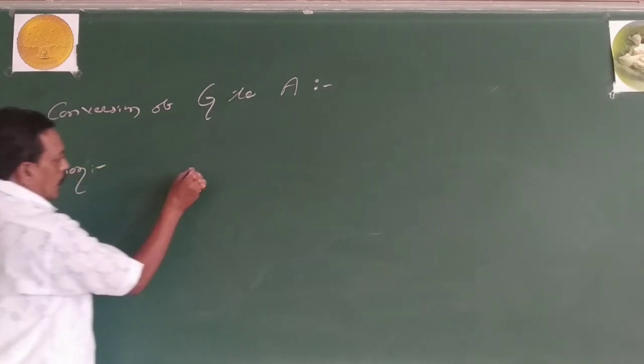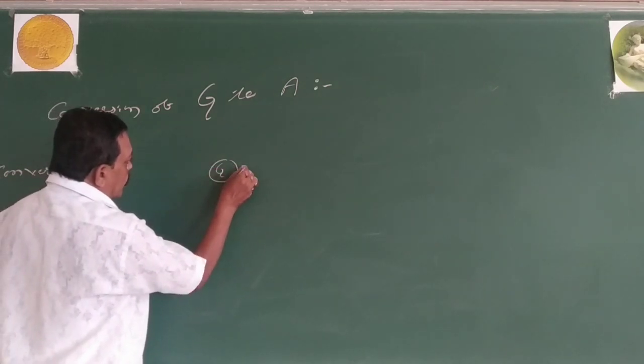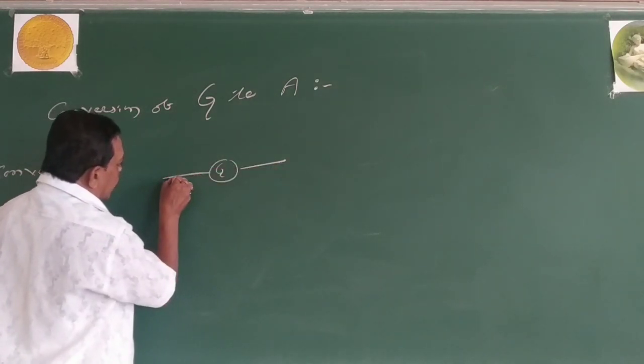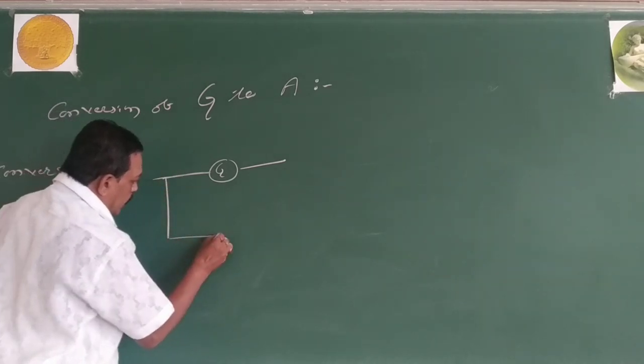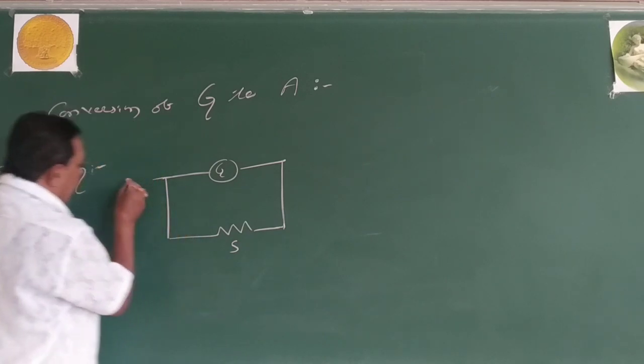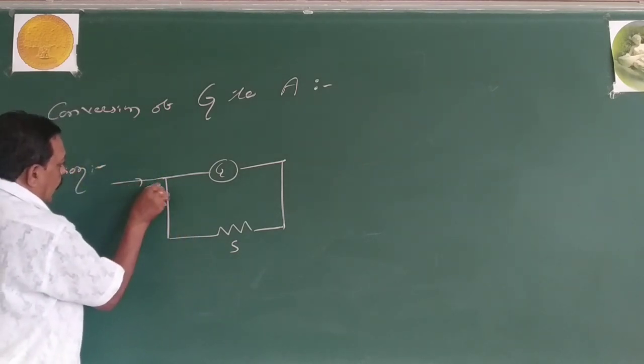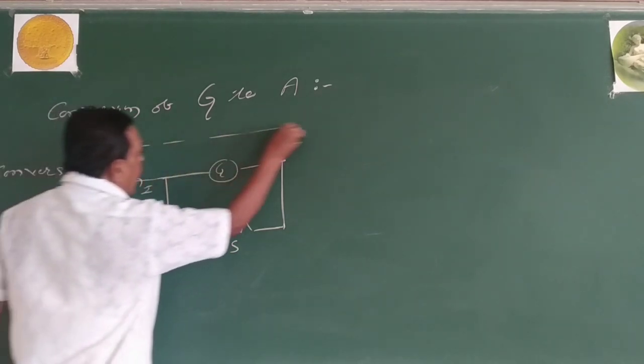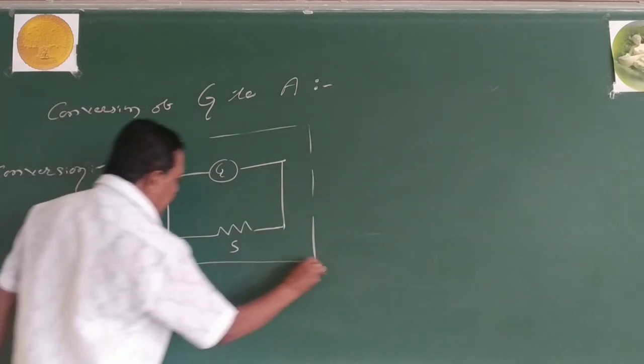I take the galvanometer of resistance G. I connect a small resistance S in parallel with the galvanometer, and the process is called shunting, and this is the main current I. Now the combination acts as an ammeter. Is it clear?